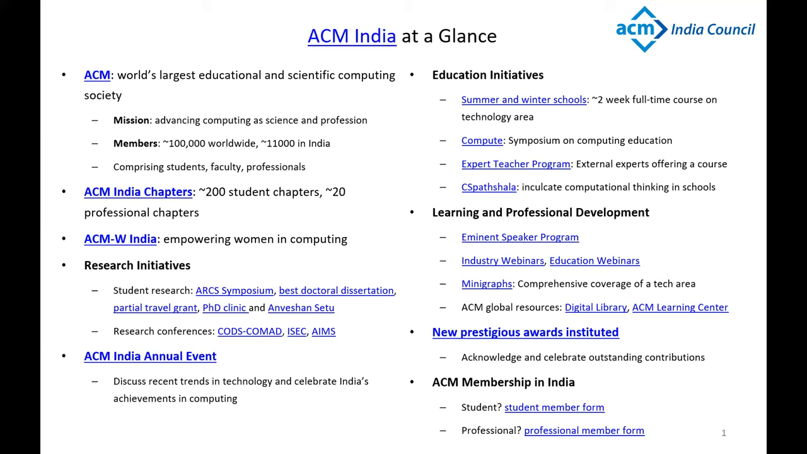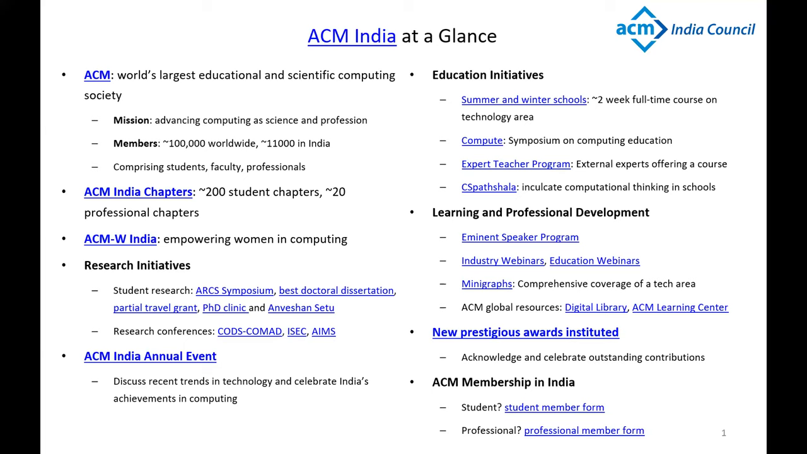And this year, seven of our professionals have been chosen as ACM Distinguished Scientists, and two faculty members have been chosen as ACM Fellows. So we are very glad to share that information.